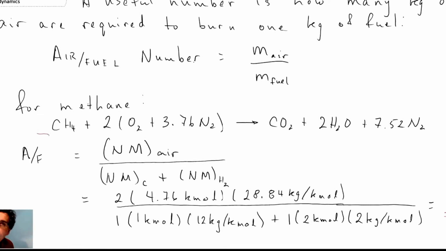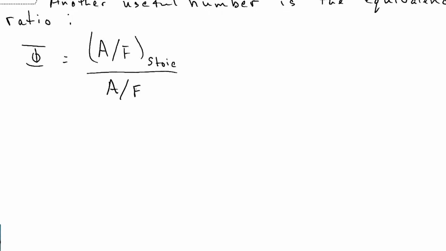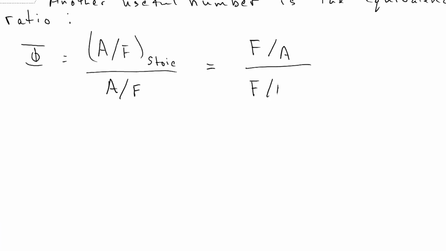So that's the air to fuel ratio, and you can compute that for whatever fuel you might be combusting. And the last thing that I want to take a look at here is another useful number, and it's called the equivalence ratio. And the equivalence ratio is capital Phi. And for this, we take the air to fuel ratio for a stoichiometric balance divided by the actual air to fuel ratio. Or it could also be defined as the fuel to air ratio for the actual reaction divided by the fuel to air ratio for stoichiometric as well.